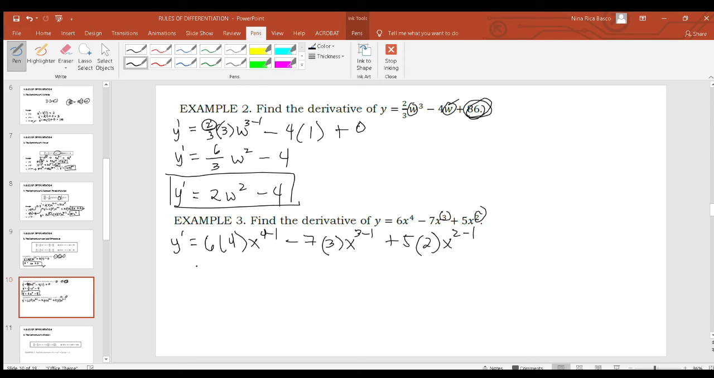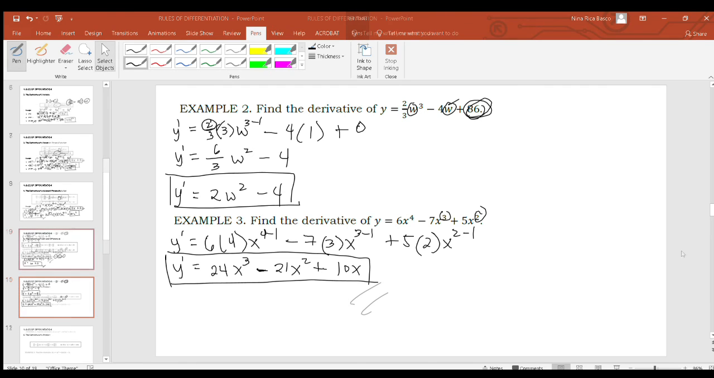Okay, and then let's simplify the equation. Magiging 6 times 4, 24, times x raised to 3 minus 7 times 3 is 21, times x raised to 2 plus 5 times 2 is equals to 10 times x raised to 1. Huwag na natin lagyan ng exponent, kasi automatic, 1 yung exponent ng x. Therefore, the y prime of the function is 24x cubed minus 21x squared plus 10x.